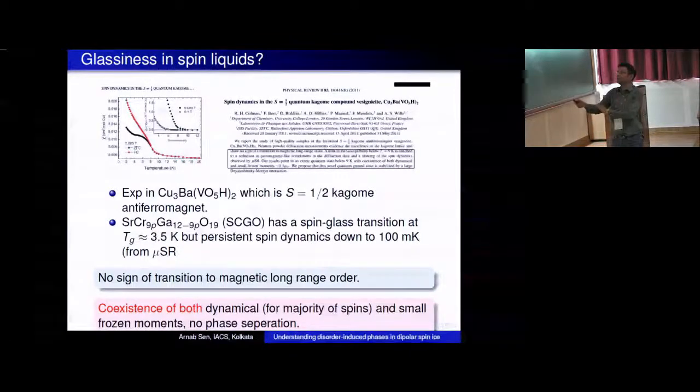So the key point in all this is that even though there is some sort of a glassy tendency, there is no sign of transition to magnetic long-range order. However, there seems to be a coexistence of both dynamical moments for the majority of the spins and frozen moments for a smaller fraction of the spins. And there's no phase separation. So with my crude theorist understanding, that's what I can glean out of this.